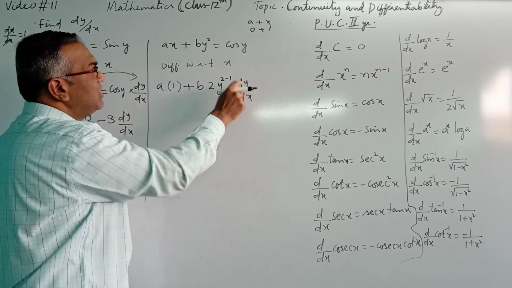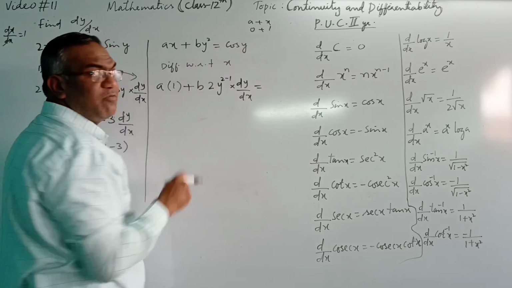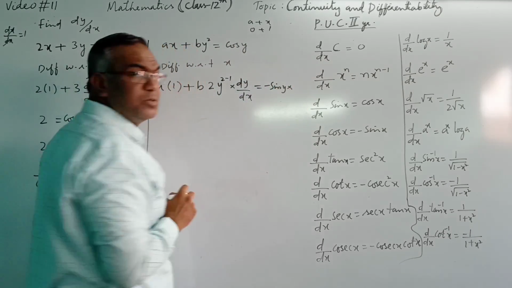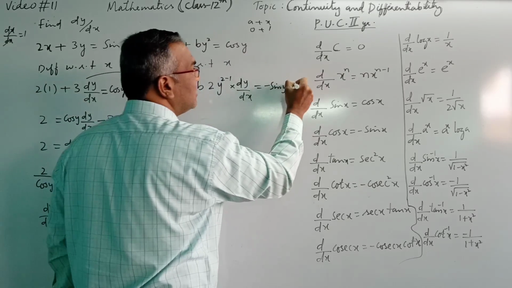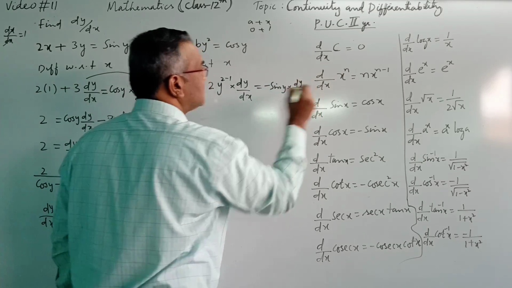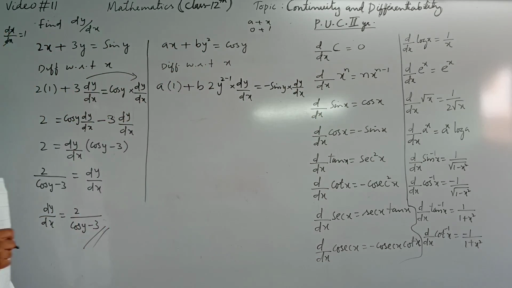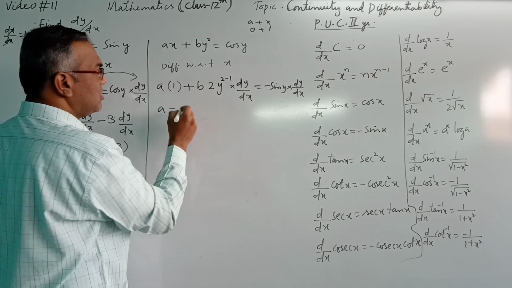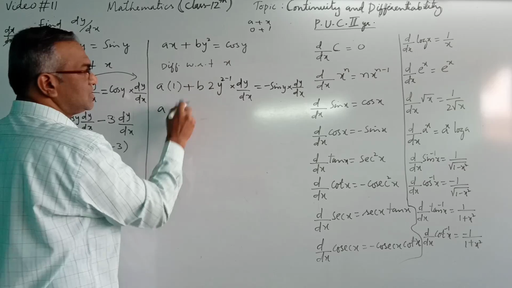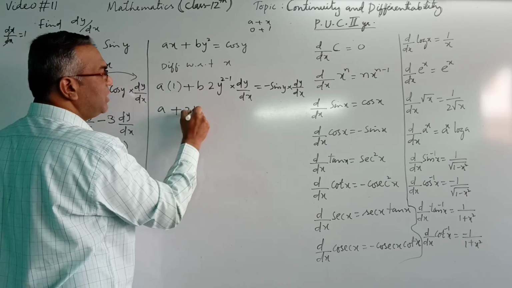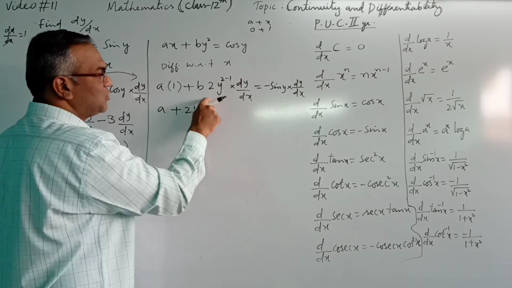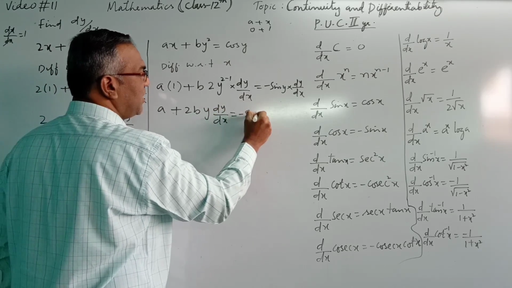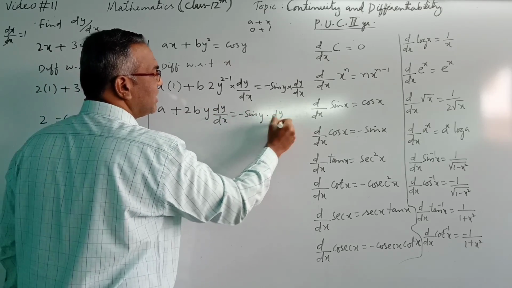Differentiation of y is dy by dx. Differentiation of cos y is minus sine y into differentiation of y again, that is dy by dx. That is important, right? Now again that will be a into 1 is a. Here this becomes a plus 2by, y to the power of 2 minus 1 is 1, dy by dx, is equal to minus sine y into dy by dx, right?